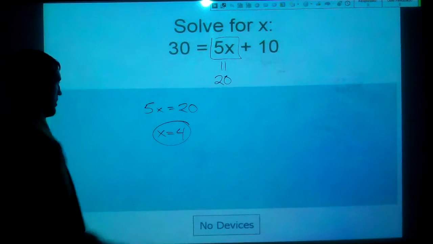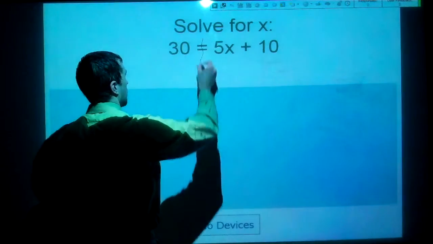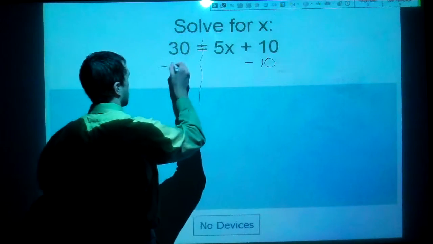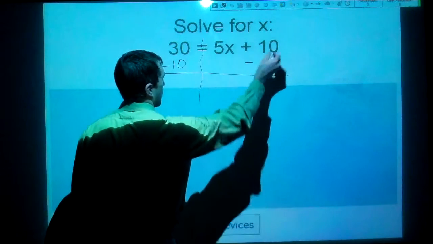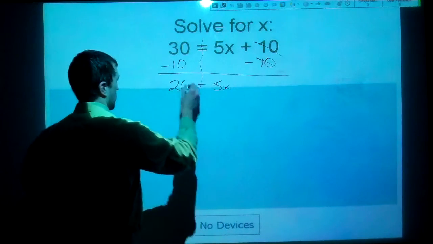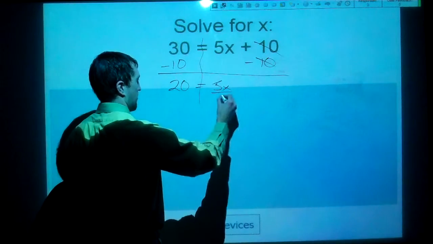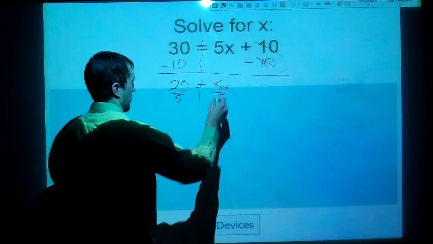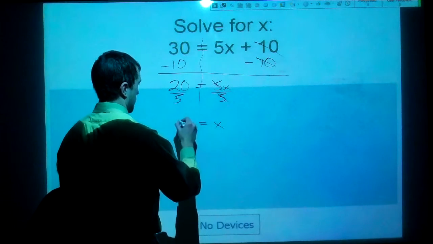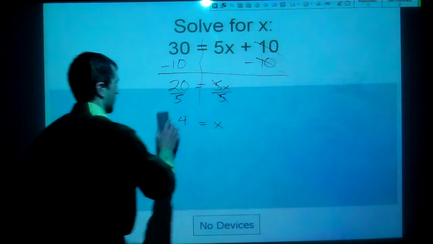You could do it the more algebraic way, where we would have said, okay, we want to keep these two sides the same. We're going to subtract by 10 on both sides. These will cancel out. You're left with 5x equals 20. 30 minus 10 is 20. 5 times x, so we're going to divide by 5 on both sides. Those will cancel, and you get 1x, or just x, equals 4. Okay. Whichever way works for you.